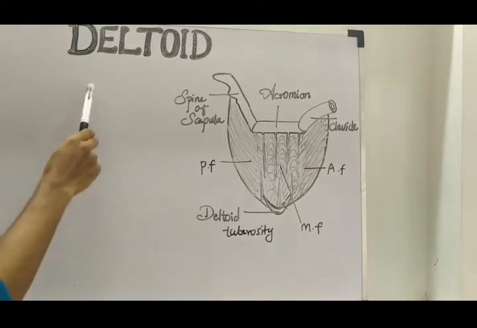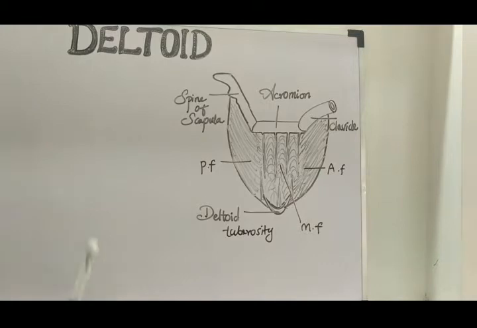Today we are going to see about the deltoid muscle. This is a triangular muscle which is present in our shoulder region and it forms the rounded contour of our shoulder. So in this video we'll be discussing this muscle, its anatomy and function. So let's start.